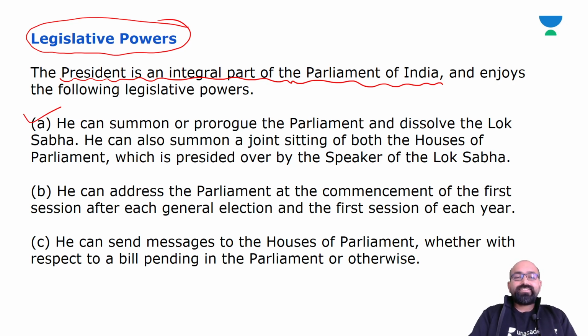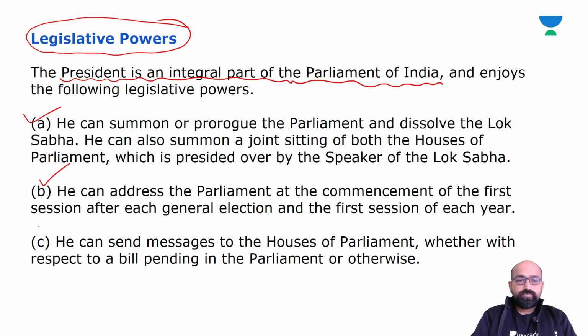He can address the Parliament at the commencement of the first session after each general election and the first session of each year. Yes, the President addresses the Parliament at the commencement of the first session after each general election, and also the first session of each year.